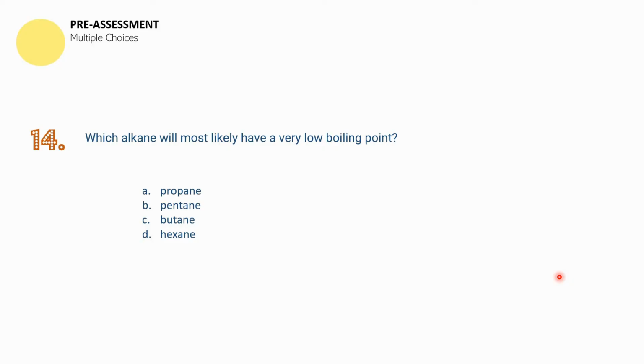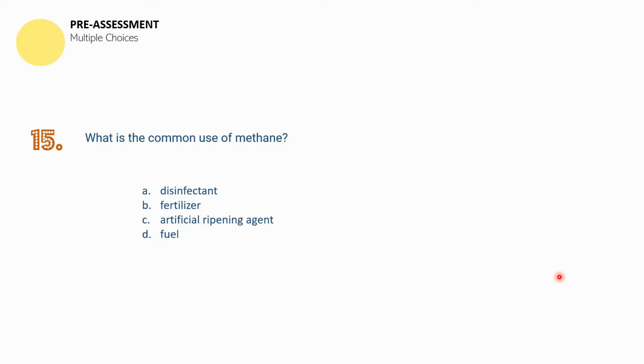Pause this video if you need more time. If you have decided to continue, let us move to question number 15. What is the common use of methane? A. Disinfectant. B. Fertilizer. C. Artificial ripening agent. D. Fuel.